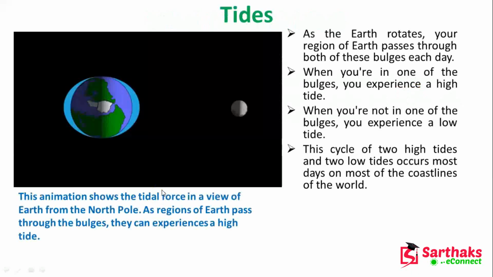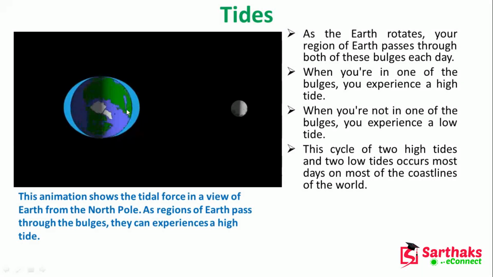Okay, so next, you can see here in this figure, this is the moon and this is the earth, and you can see that the earth always rotates along its axis, right? That means some portion of the earth will come in front of the moon, near to the moon, and some portion will be far away from the moon.